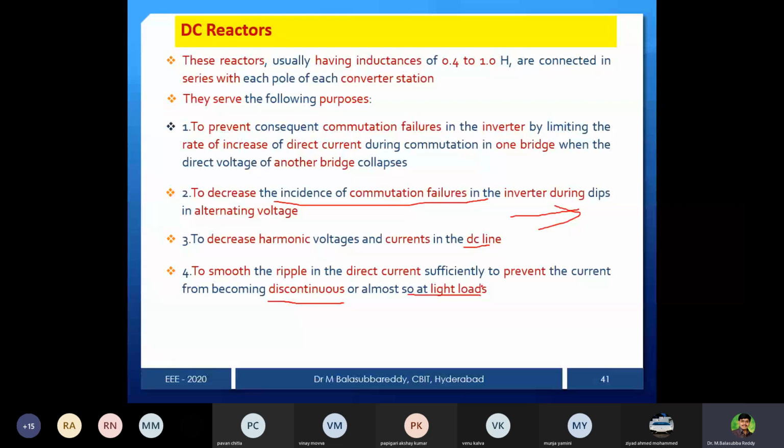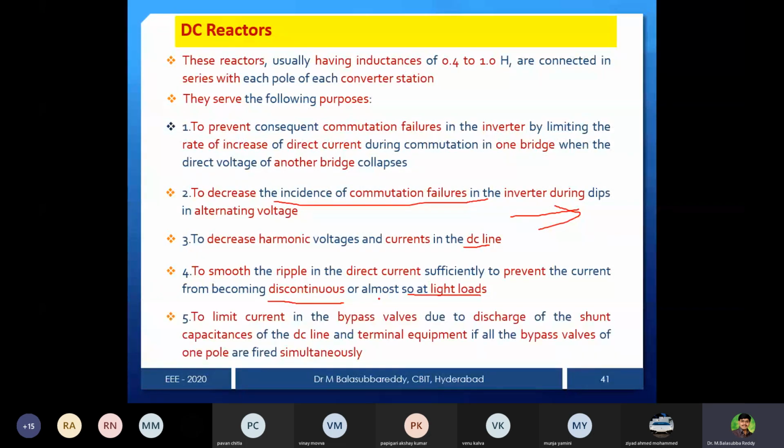Now what will happen? The smoothing reactor, also called the DC reactor, smooths the ripple in the direct current sufficiently to prevent the current from becoming discontinuous. That means it will avoid the discontinuity, or sudden changes it won't allow. It will maintain constant current, so to some extent it avoids discontinuity under light load conditions. That is the fourth one.